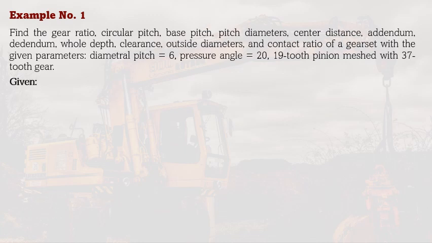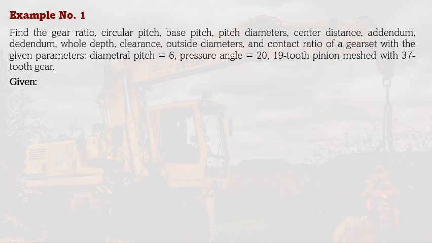So let us have an example for us to understand the different gear tooth nomenclature. Here we are to find the gear ratio, circular pitch, base pitch, pitch diameters, center distance, addendum, dedendum, whole depth, clearance, outside diameters, and contact ratio of a gear set.